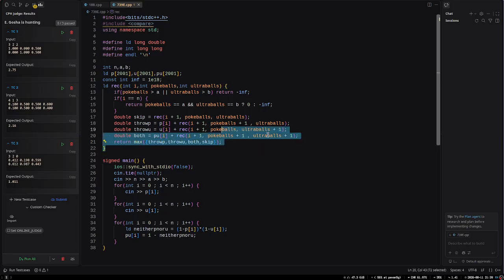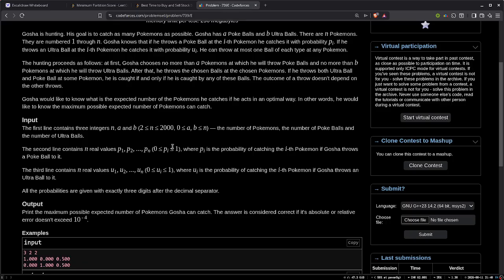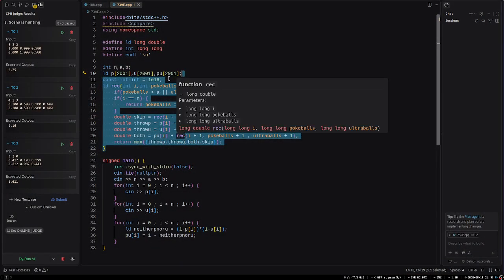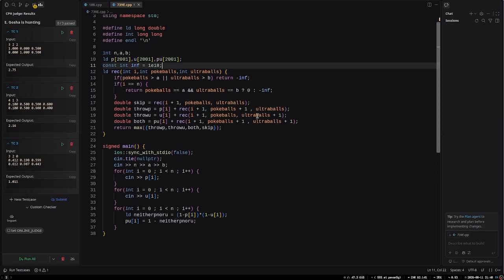So I hope this recursion is clear, and I hope you can DP this, but it won't get accepted because constraints are too high. Constraints are N equal to 2000 and A, B are also nearly the same. So it's 1000 times 1000 times 1000, so it's 10 power 9. It won't get accepted. So we have to eliminate the 2 states, both of them.